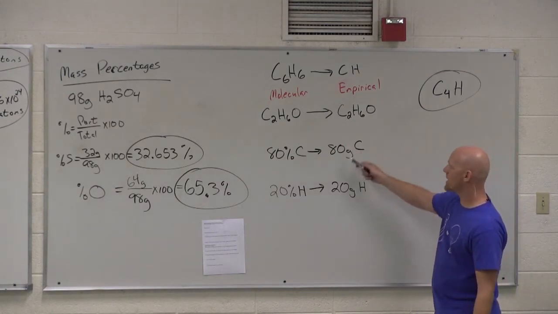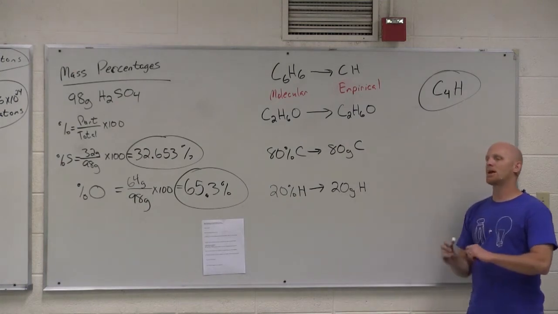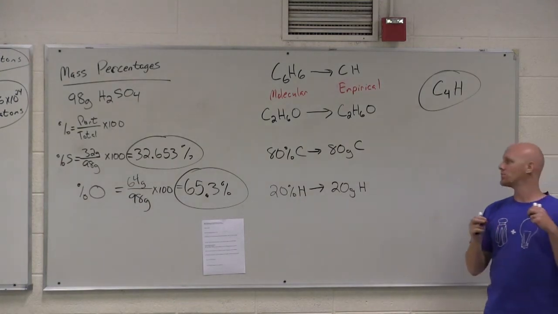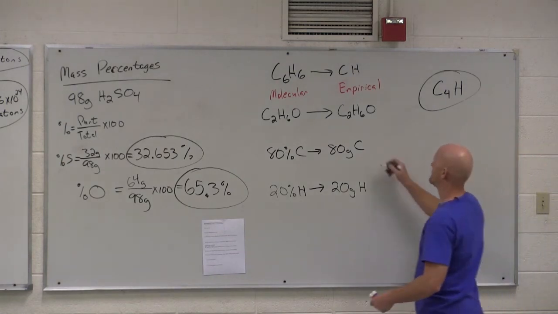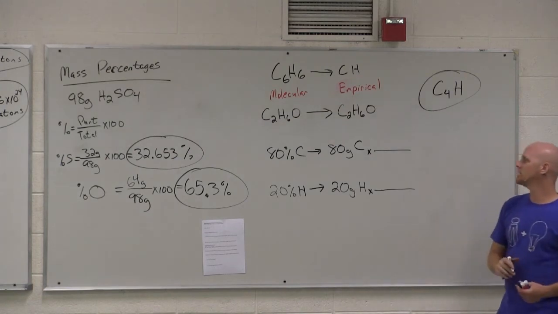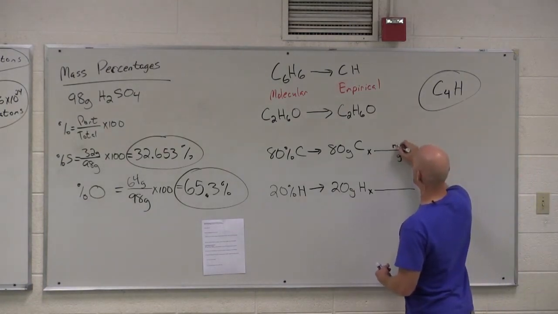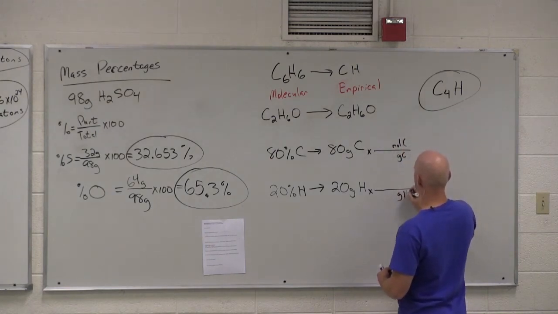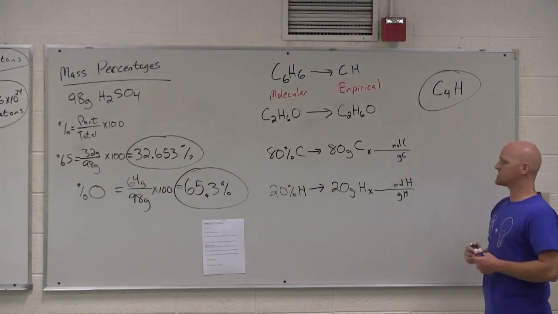Cool. Now this is still a gram to gram ratio. It's still a 4 gram to 1 gram ratio of carbon to hydrogen, but I don't need a gram to gram ratio. I need a mole to mole ratio. So in this case, what do I need to do? Take the number off the periodic table. Yeah, use the molar mass from the periodic table and convert these to moles. So I'll put grams of carbon on the bottom, moles of carbon on top, grams of hydrogen on bottom, moles of hydrogen on top. So which one of these is easier to do?